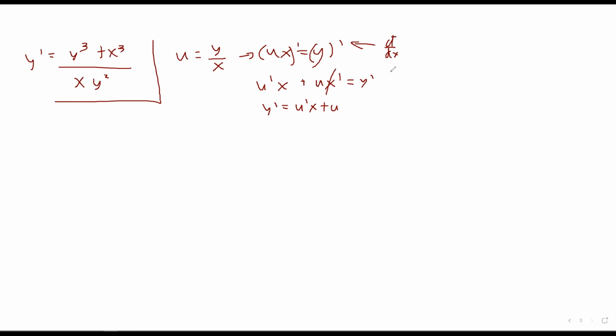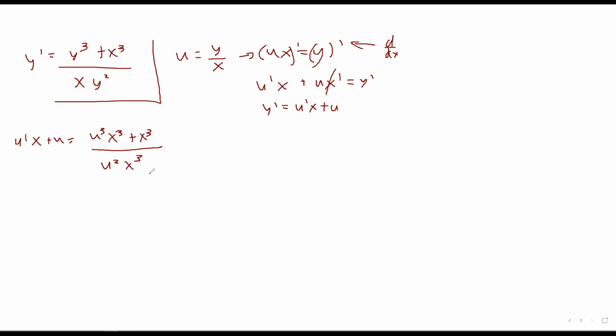X prime is equal to 1 because dx is 1. And we'll plug everything in to get u prime x plus u equals u cubed x cubed plus x cubed over u squared x cubed. Let me know if everyone agrees with the crazy thing I just did.